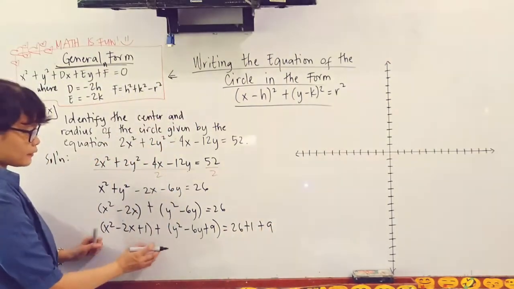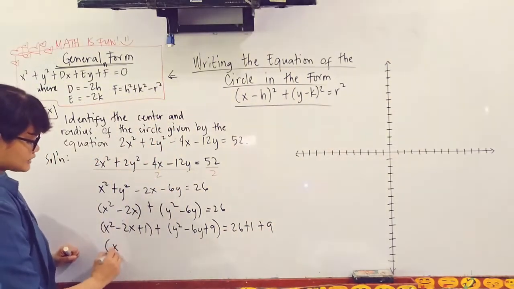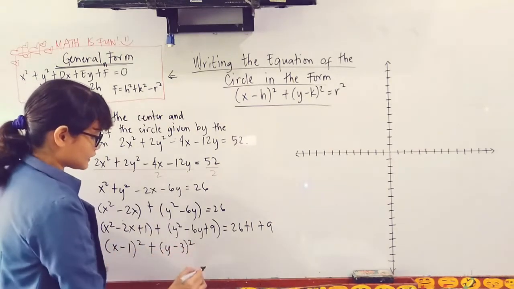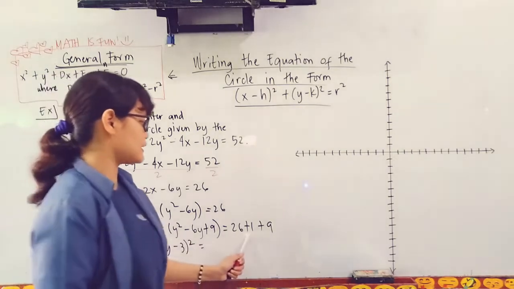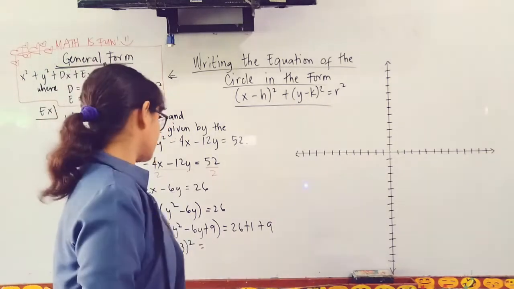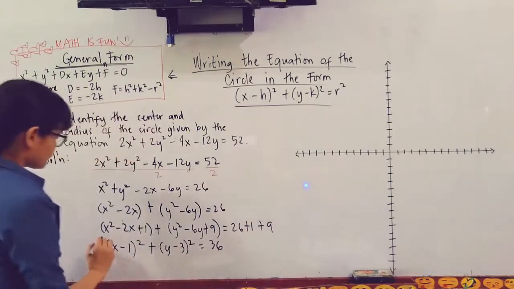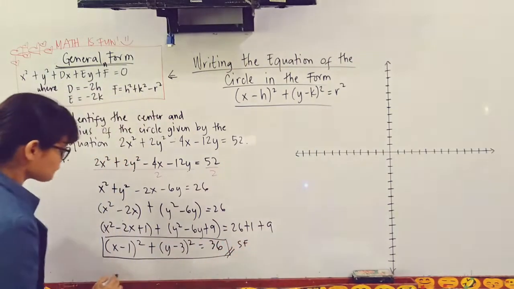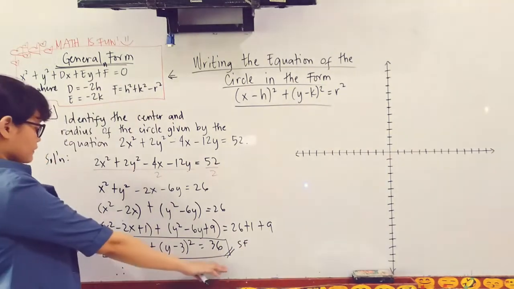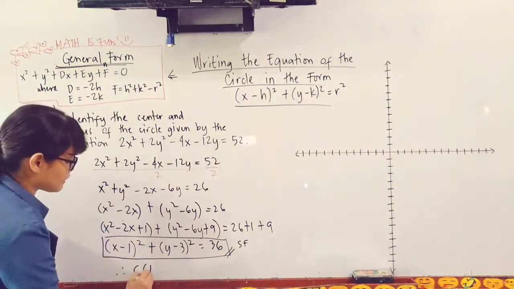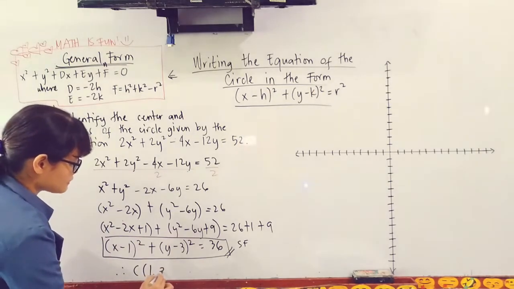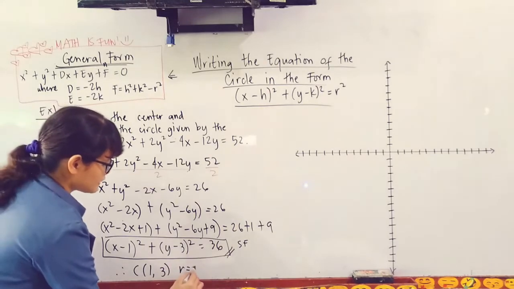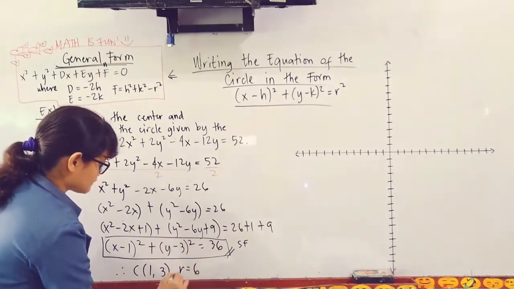So factoring this one out, this will be equal to x minus 1 squared plus y minus 3 squared equal to 26 plus 1 is 27 plus 9, so that is 36. Okay, so this one right here is your standard form. So therefore, from this equation, we know that your center is at positive 1 and positive 3. And then your radius is the square root of 36, so that is equal to 6.